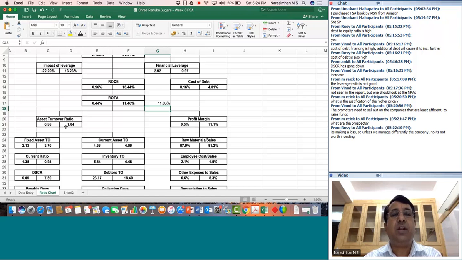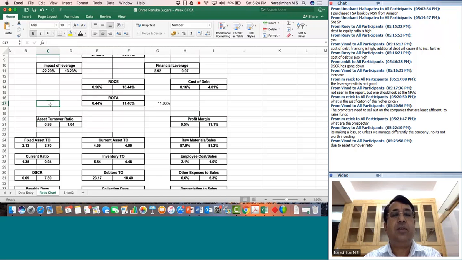So we know that return on total asset is a multiplier of these two numbers. So 11.46 is a multiplier of 11.1 and 1.04, and 0.44 is a multiplier of 0.5 and 0.86. So what we can do is keep one of the two numbers constant at the last period number and multiply with the revised current year number. So let's see how this is happening.